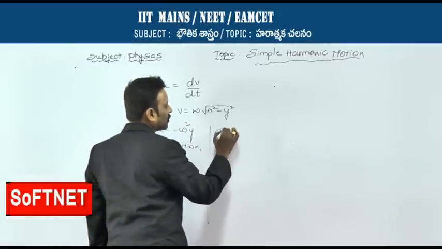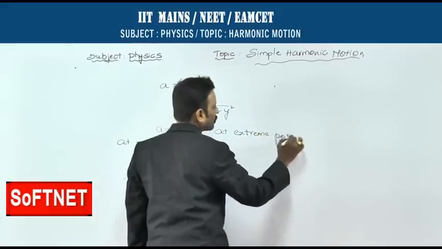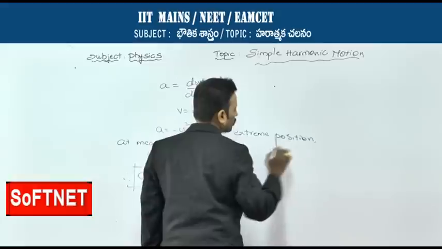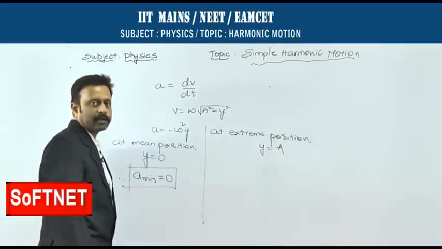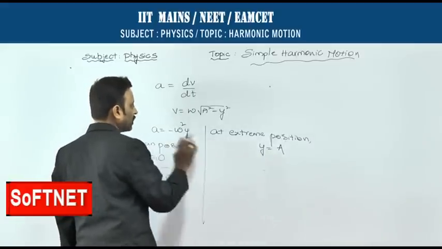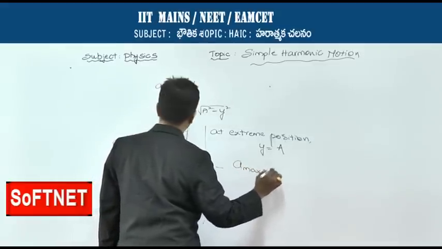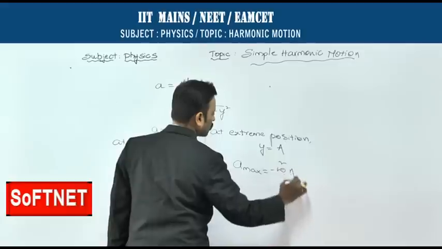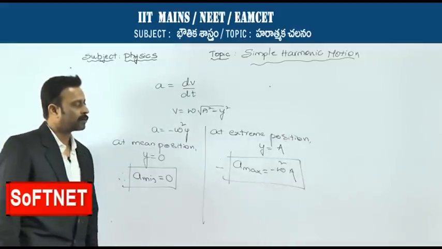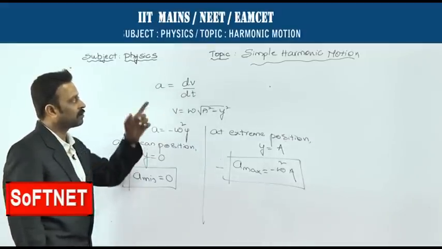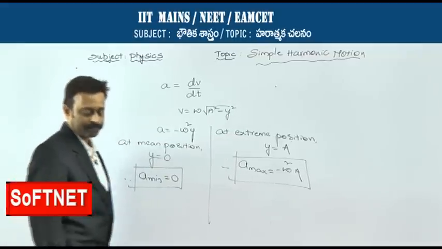After that, at extreme position, displacement y is equal to maximum displacement, amplitude. Substitute y is equal to A in this equation. Therefore, a maximum is equal to minus omega square into A. So acceleration is maximum for a particle executing simple harmonic motion when the particle is located at extreme position.